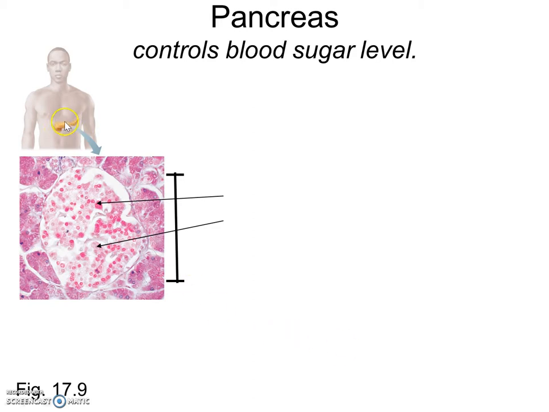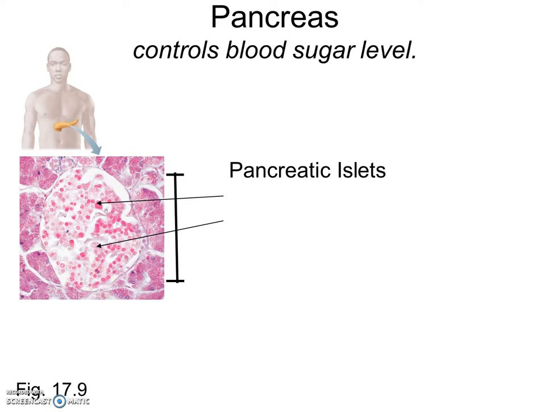The pancreas is located posterior to the stomach in the upper left quadrant of your abdomen. If you look at the histology of the pancreas, so take a microscopic view, you'll see pancreatic islets. For example, this is one islet, this huge circle. And your pancreas is just made up of a bunch of pancreatic islets.